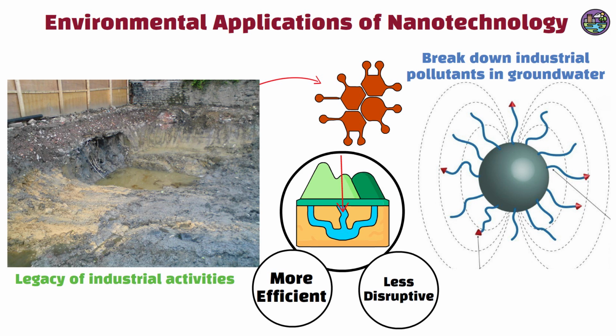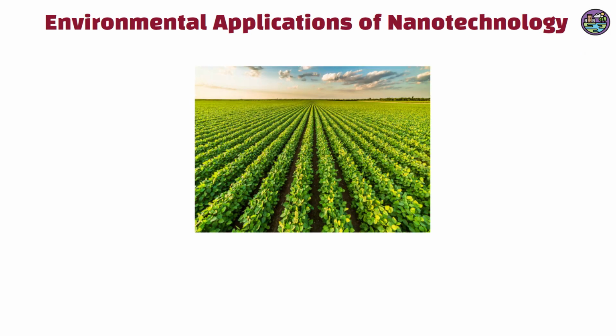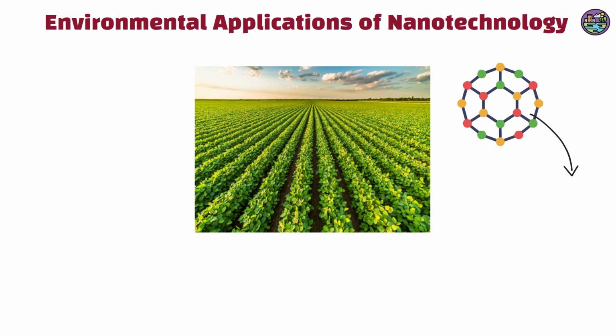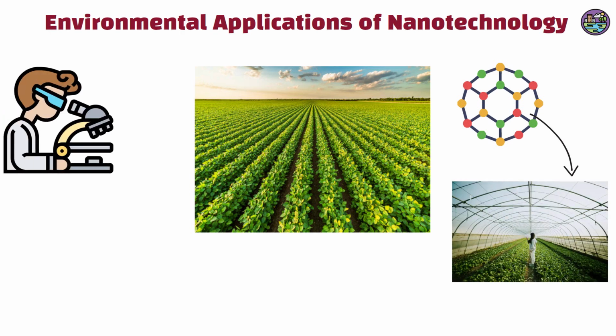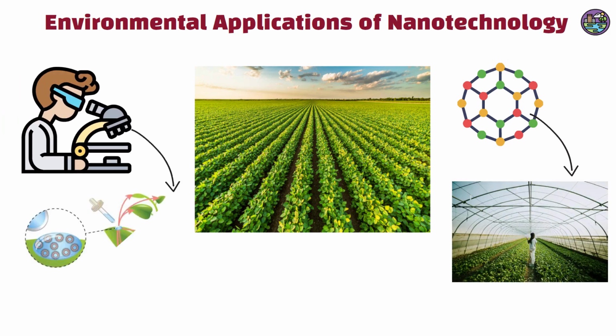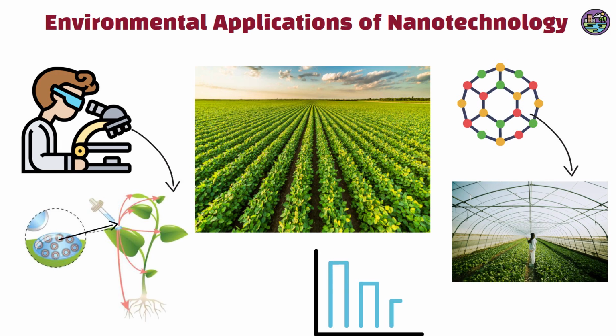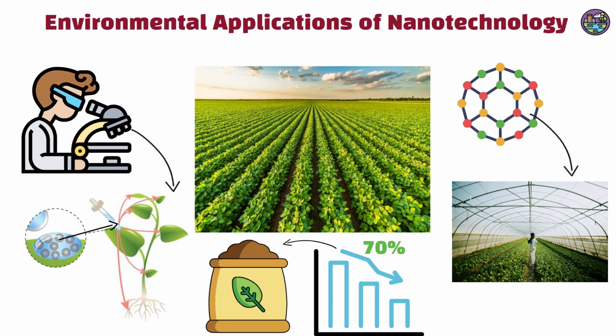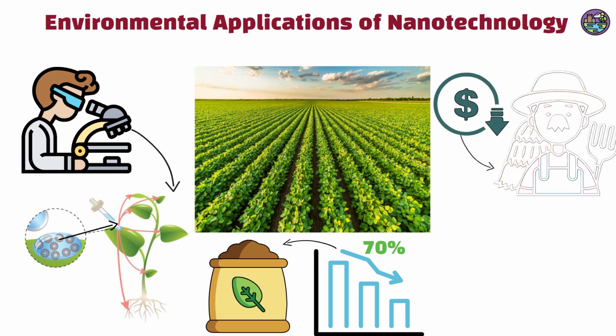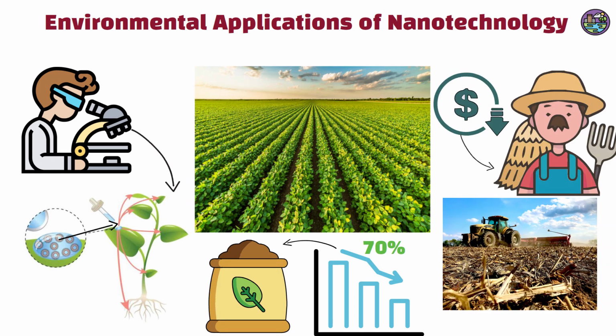Iron nanoparticles are being used to break down industrial pollutants in groundwater, offering a more efficient and less disruptive method of soil remediation. In agriculture, nanomaterials are opening up new possibilities for sustainable farming. Researchers have developed nanoparticles that can deliver nutrients directly to plants, potentially reducing fertilizer use by up to 70%. This not only cuts costs for farmers, but also reduces the environmental impact of agricultural runoff.